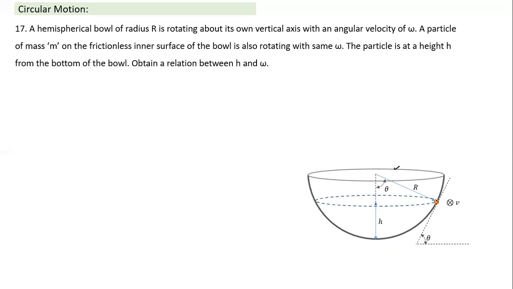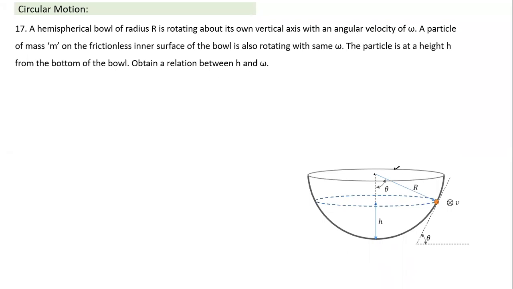We are taking the case where a small object is undergoing circular motion in a horizontal plane. If it undergoes circular motion in a horizontal plane, the angle it subtends at the center with the vertical remains constant, and the y coordinate remains constant. So it is undergoing circular motion.